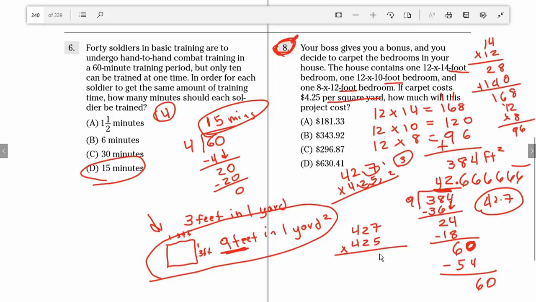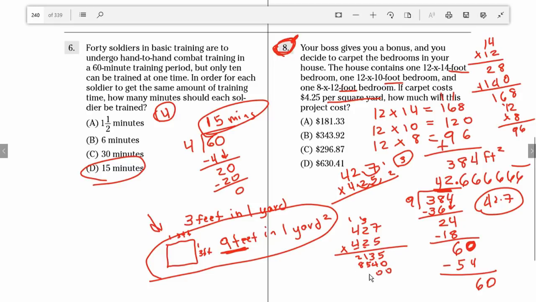9 times 7 is 63. Carry the 6. 9 times 5 is 45, plus 6 is 51. Carry the 5. 9 times 4 is 36, plus 5 is 41. Bring down a 0 since we're starting the second integer. 2 times 7 is 14. Carry the 1. 2 times 5 is 10, plus 1 is 11. Carry the 1. 2 times 4 is 8, plus 1 is 9. We're starting the third integer, so we bring 2 zeros down.